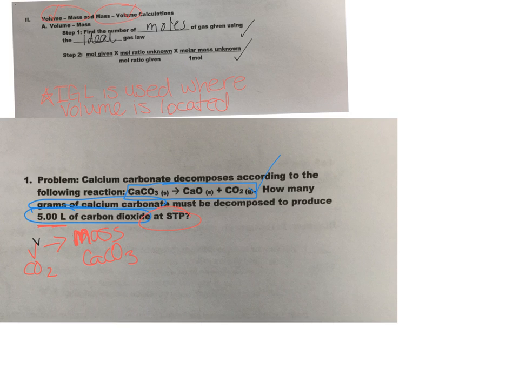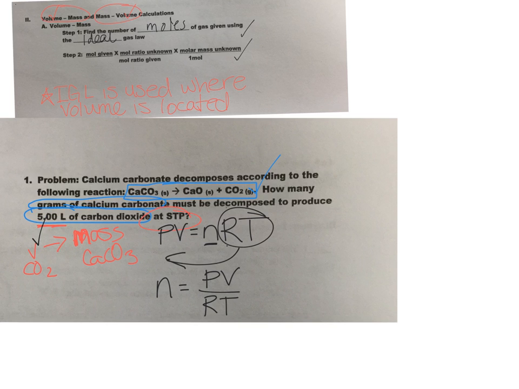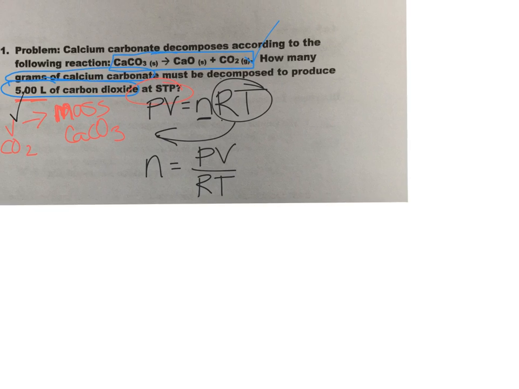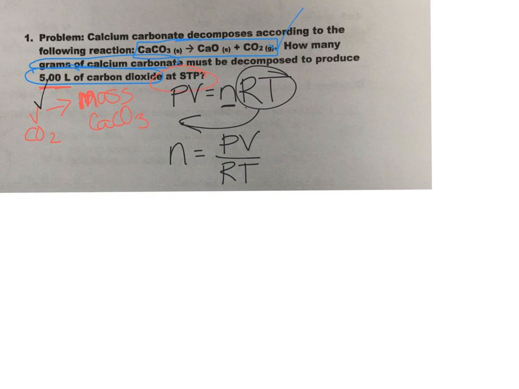So we're going to take our gas law, PV equals nRT. How can I rearrange it to solve for n? Good, we're going to move these guys underneath. So we're going to end up with n is equal to PV over RT. Okay. And then once we have that, we're going to plug in.